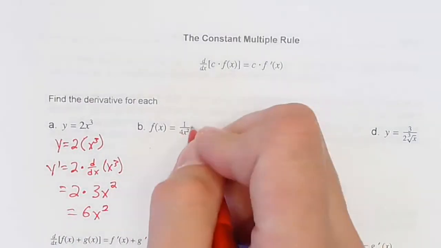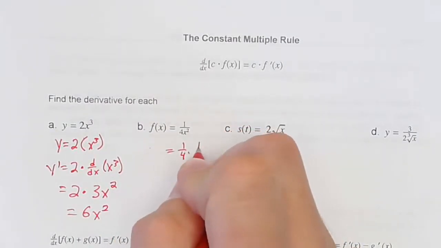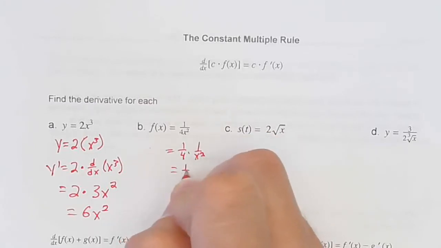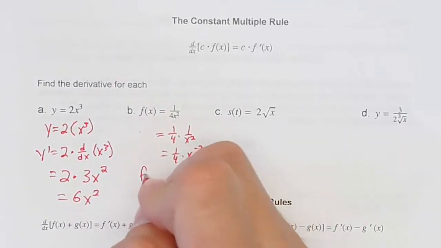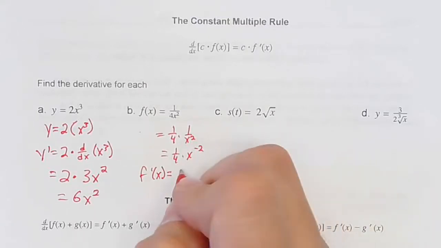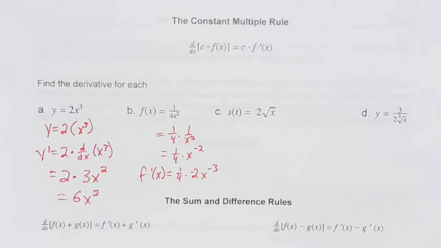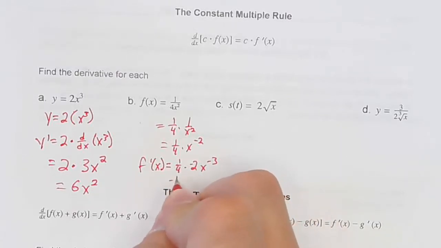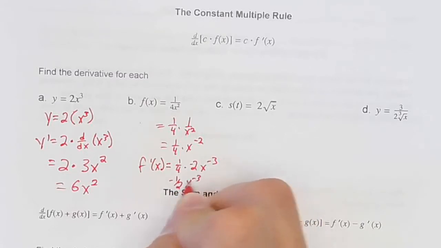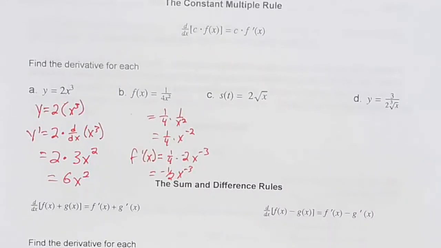This is really a 1/4 in front. This is really 1/4 times 1 over x squared, or 1/4 times x to the negative 2. Which means when I do my derivative, I'm going to do 1/4 times negative 2, x to the negative 3, because negative 2 minus 1 is negative 3. Now, 1/4 times negative 2, 2 over 4 is 1/2, so I'm going to get a negative 1/2 x to the negative 3, which I could also write as negative 1 over 2x cubed.